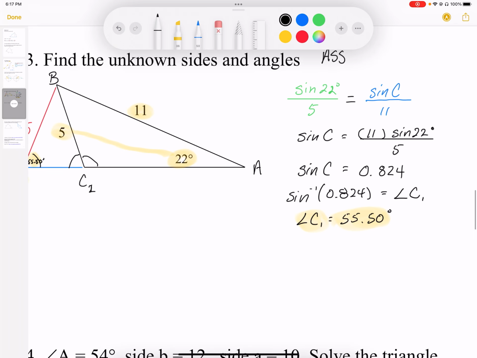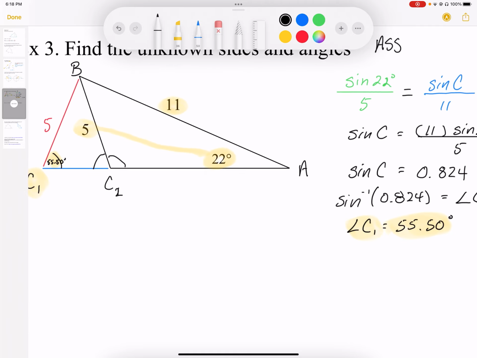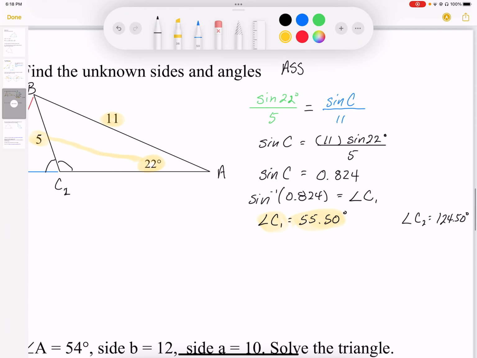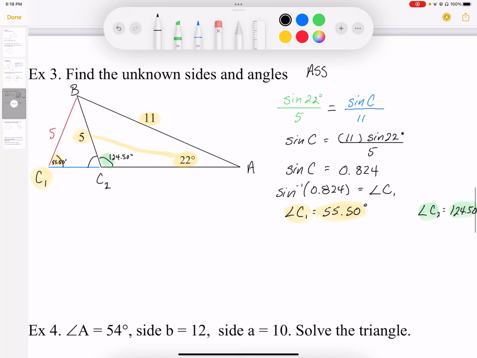Now C2 is going to be the supplementary angle because we know that this angle is also 55.5. So working out C2, in parallel, C2 is going to be the supplementary angle of that. When we work that out, that works out to be 124.50. Okay, so that's going to be C2 here. I'm just going to write that in, and highlight that in a different color. So C2 is going to be this angle in here, and we calculate that as 124.50 degrees.